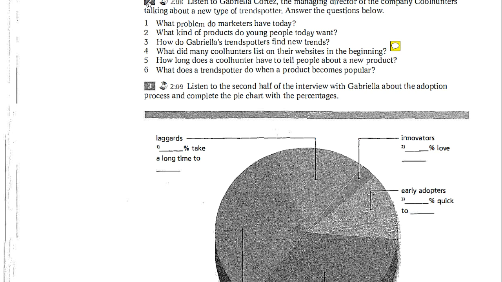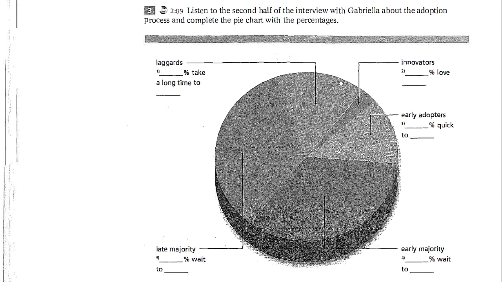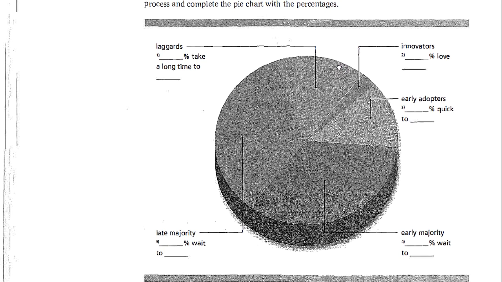So now answer the questions in exercise number 2. While in exercise number 3, you are going to listen to the second half of the interview with Gabriela about the adoption process and complete the pie chart with the percentages. I'm going to give you the answers for this, but first listen to 2.09, and then we are going to complete those empty spaces together.